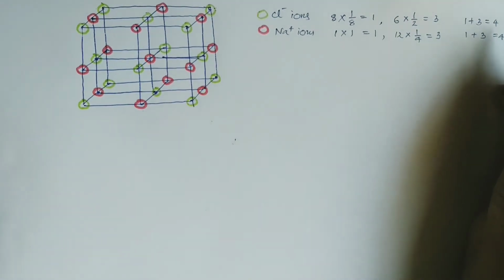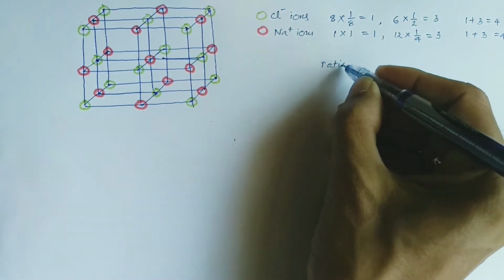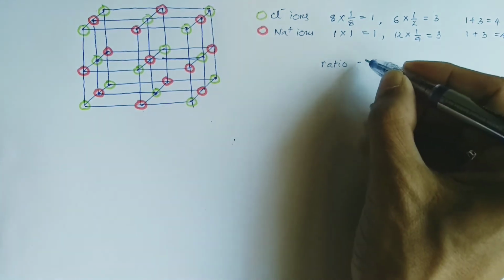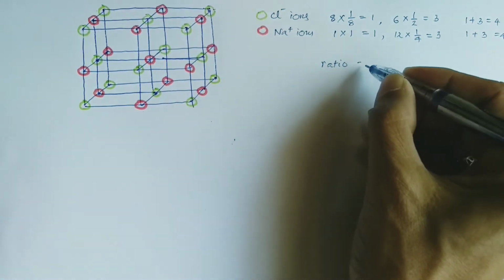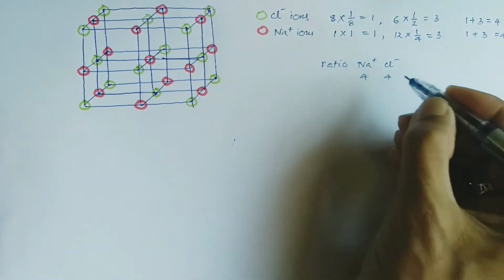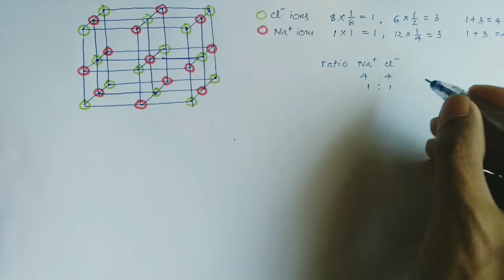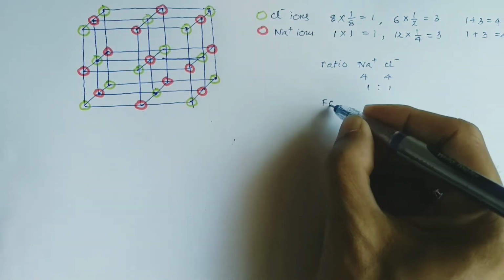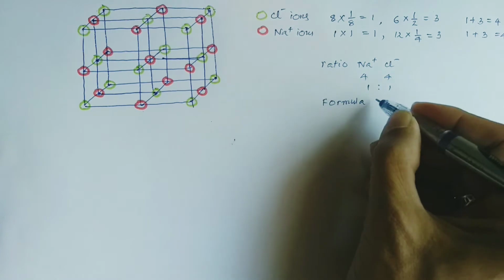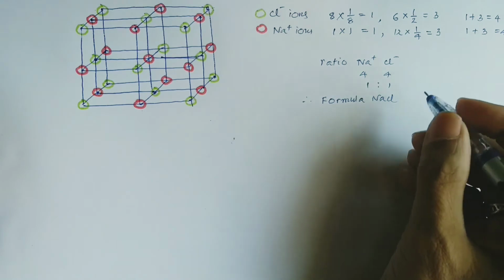Okay. Now we understood that there are 4 Na+ ions and 4 Cl- ions. So what is the ratio? Ratio is 4:4, or 1:1. So that is the reason why we are writing the formula of sodium chloride as NaCl. So therefore formula is NaCl. And now how many ion pairs are there?